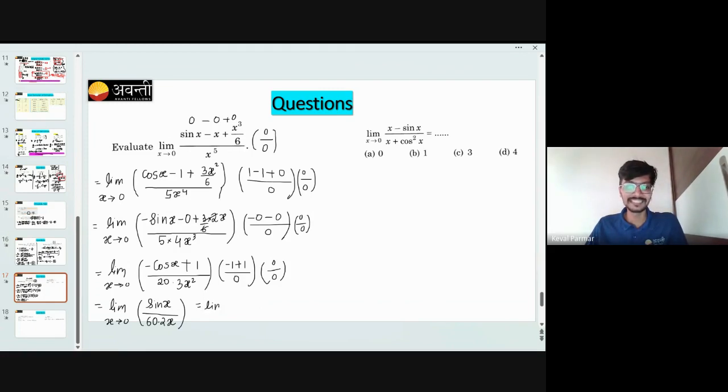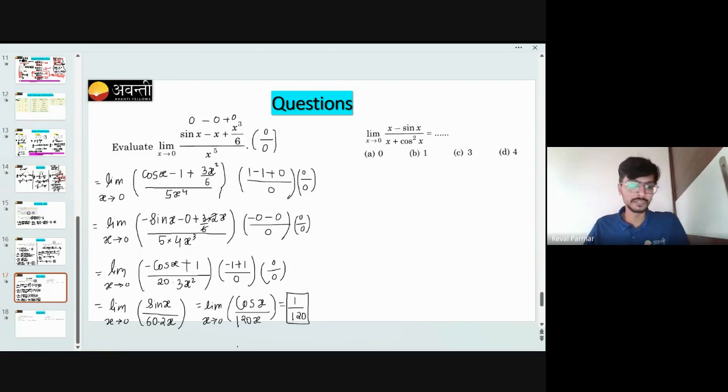I think this is the last time. So limit x tends to 0, the derivative of sin x is cos x, upon 60 into 2, which is 120, into x. Now finally, I think the indeterminate form is gone. So cos 0 is 1 upon 120 into 1, which is 1 upon 120. I hope this is the correct answer.